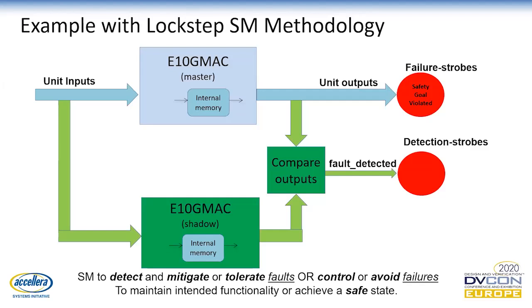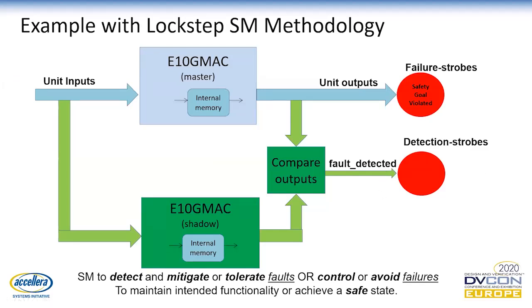And the failure strobes are defined for the master, right? The output where the safety rule is violated. So let me correct myself and reiterate. The output of the actual device is the failure strobe, where the failure happens and the safety rule is violated. And the safety mechanism, which is working in lockstep, and the comparator output is marked as the detection strobe.